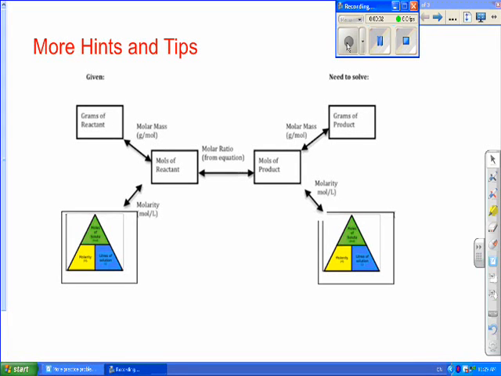Hi, and welcome to video 2. In this video, we're going to do 2 more practice problems to help you understand how to use molarity in stoichiometry. Whenever you're confused, this sheet will really help you out.